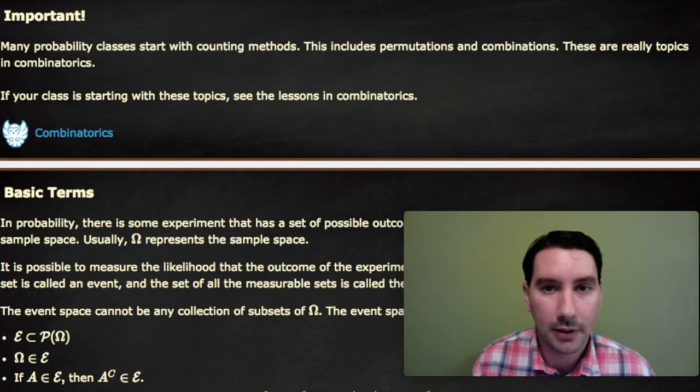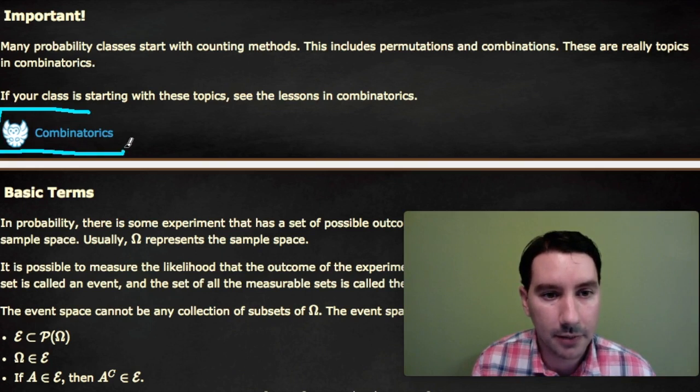The first thing I want to point out to you is that in some of your classes, you're going to start with permutations and combinations and counting techniques. These are useful for making interesting problems in probability theory, but they're not really probability. They actually fall in a branch of math called combinatorics. And if that's what you're learning, follow this link here to learn more about combinatorics.